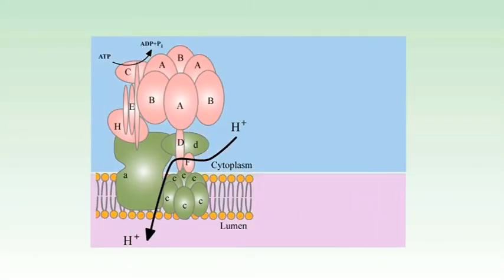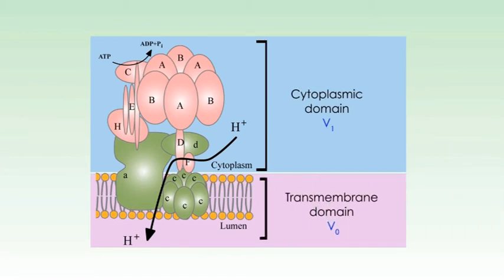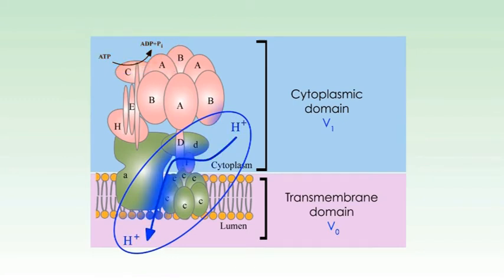The structure of V-class pumps is more complicated than P-class pumps. They have two discrete domains, a cytoplasmic domain V1 and a transmembrane domain V0, with multiple subunits forming each domain. Binding and hydrolysis of ATP by subunits in V1 provide the energy for pumping hydrogen ions through the proton-conducting channel in V0. Unlike P-class ion pumps, V-class proton pumps are not phosphorylated and dephosphorylated during proton transport.